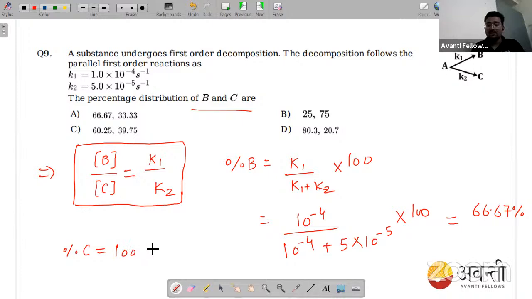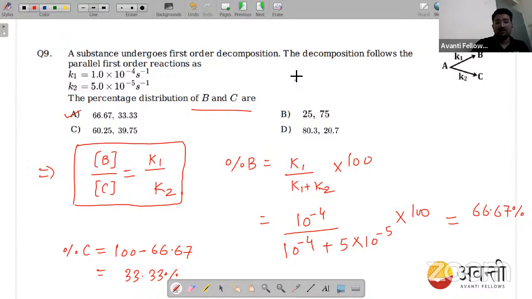Now, if the percentage of B is 66.67%, we can clearly calculate the percentage of C: that is 100 minus the percentage of B, that is 100 minus 66.67. So we will get around 33.33%. So our answer will be option A, representing the percentage of B and percentage of C for the reaction given here. Is that clear? This is a very important question for solving series and parallel type kinetics. I hope you all got this answer. If anyone has any doubt, you can clearly ask.